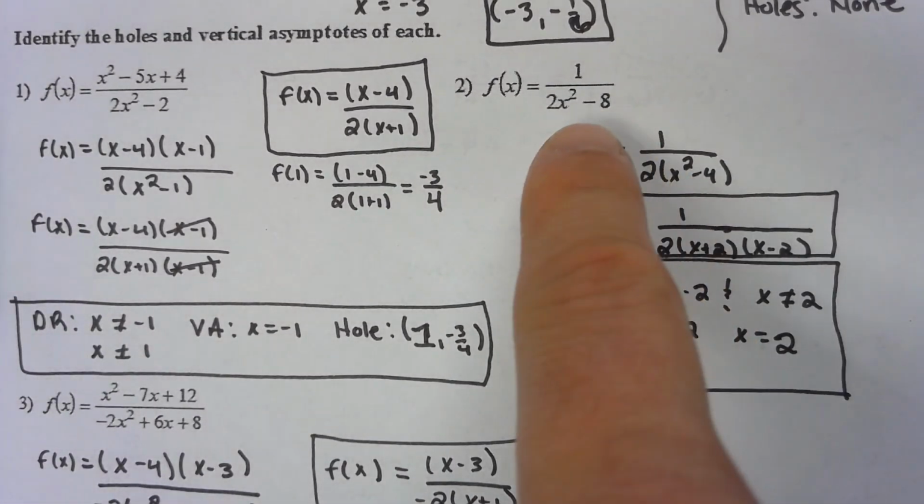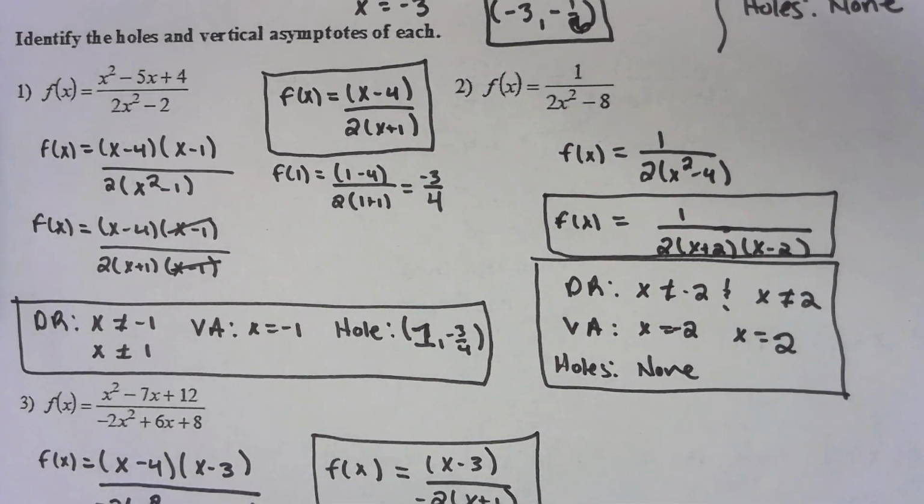Okay, so the denominator, I take out a GCF of 2, and that makes that x squared minus 4. The x squared minus 4 does factor. It factors to x plus 2 and x minus 2. That means I have domain restrictions at +2 and -2.